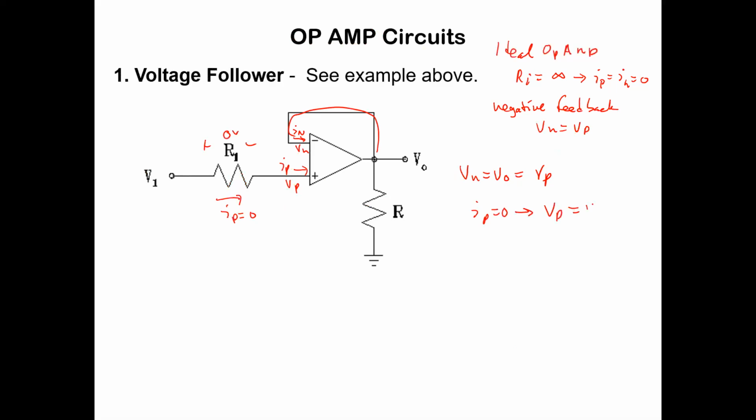Vp is just going to equal V1. So putting those two together, VO is going to equal V1. And this is the pattern of a voltage follower. It's a circuit that you might see occasionally from time to time, and it's just a wire going straight back to the minus terminal.